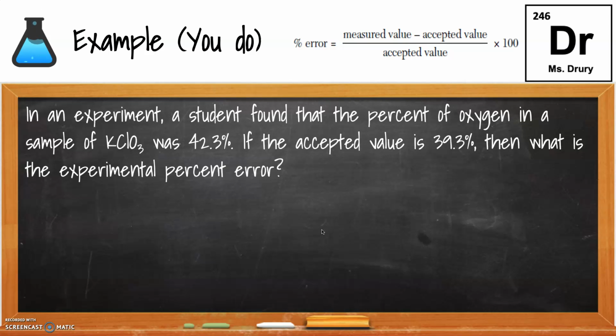Now I wanted to see if you can do it. In an experiment, a student found the percent of oxygen in a sample of KClO3 was 42.3%. If the accepted value is 39.3%, what's the experimental percent error?